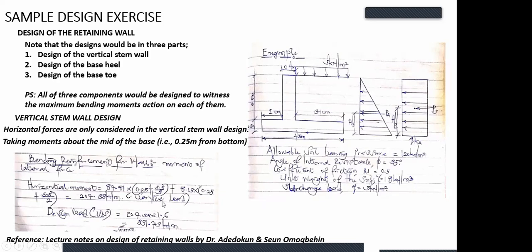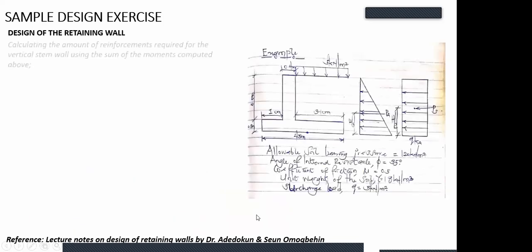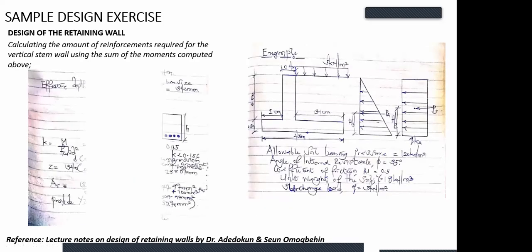Good. Now, that will only give us our service load. Since we are designing, we must multiply by our factor of safety. In this case, we are using 1.6. Take note that we are using 1.6 to convert to design load. So that will give you 331.73 kilonewton meter. Now, that's basically it. So I've gotten my design moments.